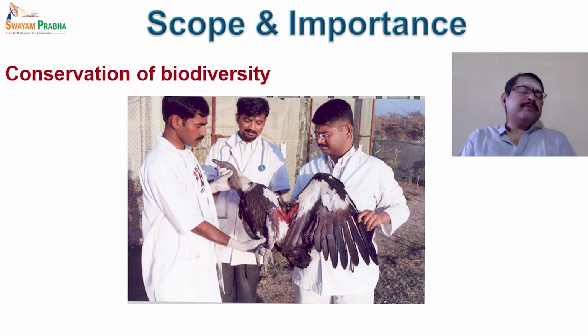For example, if you want to conserve whales, whale is a large mammal. It is found only in seas and oceans in a marine ecosystem. It has to be conserved only in seas and oceans. It cannot be taken to a park or a sanctuary. So that is what in situ conservation means. Anyhow, this conservation of biodiversity we will be dealing with in subsequent lectures. We will move on to the next scope and importance.